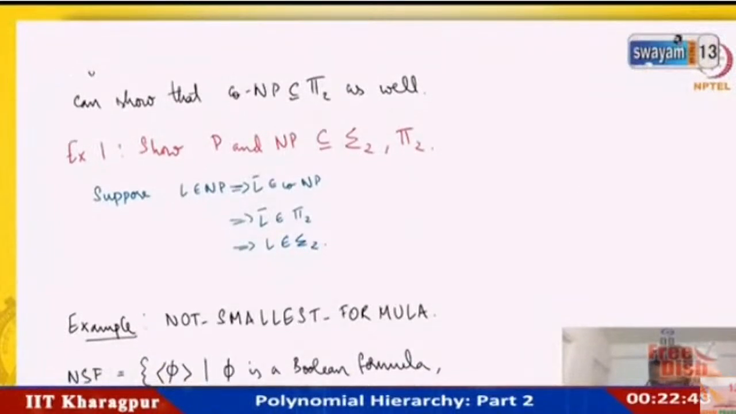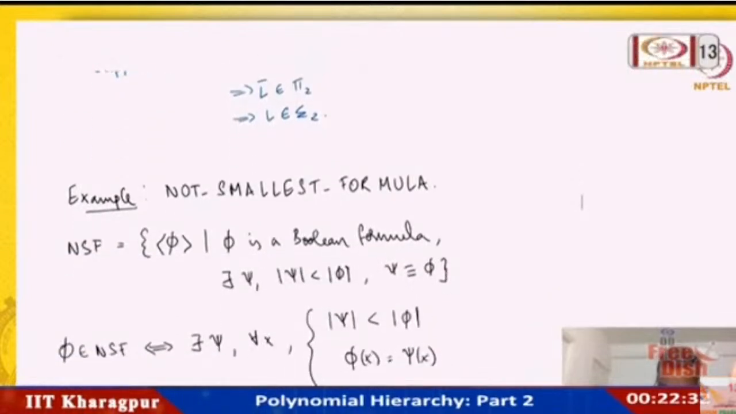So L complement is in pi2 if and only if L is in sigma2. So this means NP is contained in sigma2. Similarly, we can prove NP is in pi2, and we already know that P is contained in NP and co-NP, so the other part also follows.